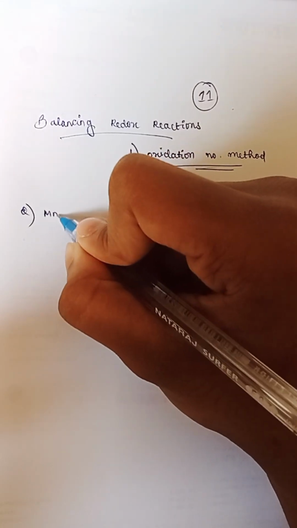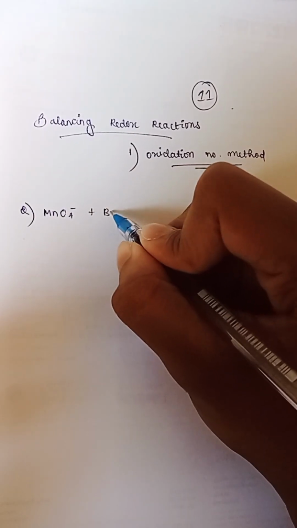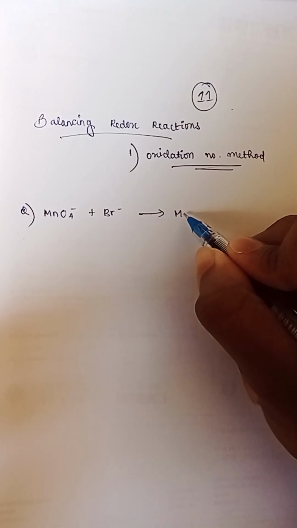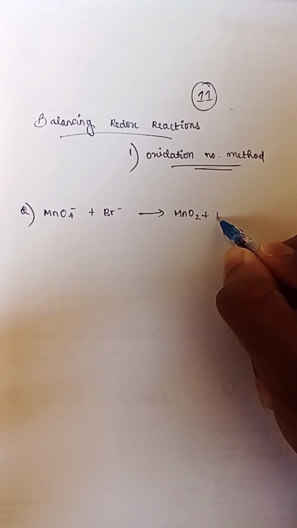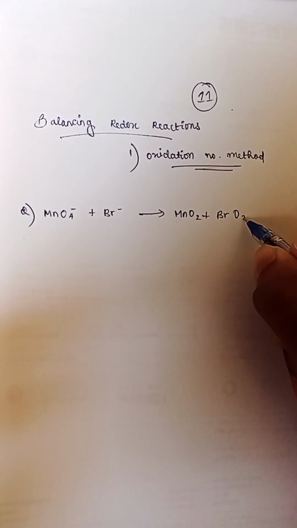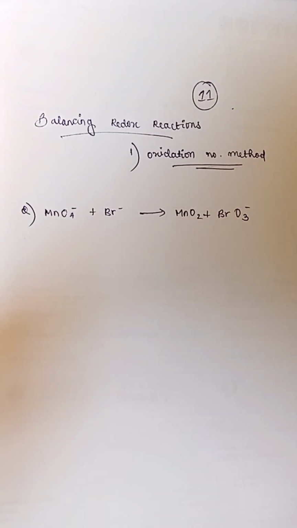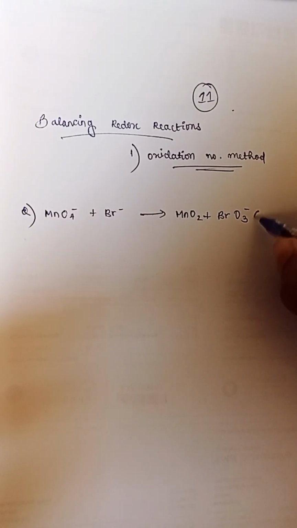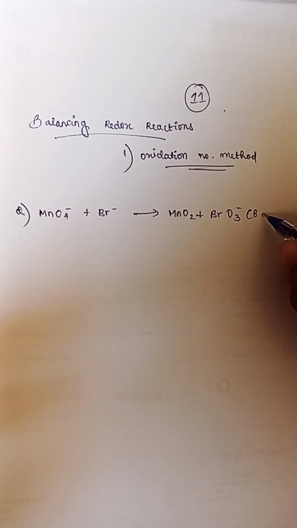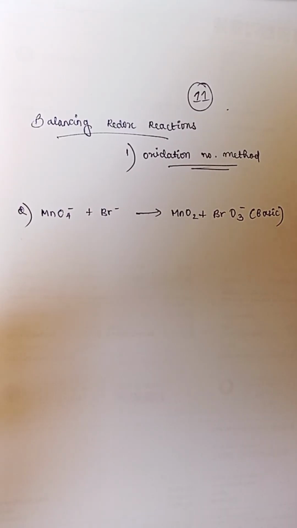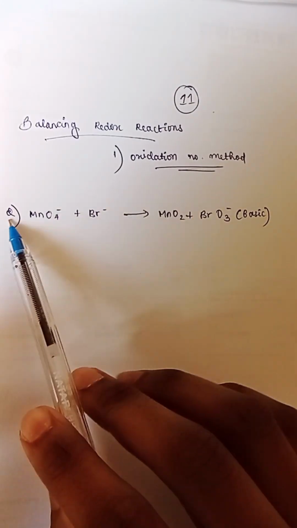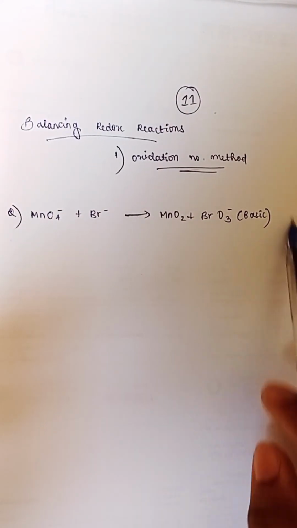So the question is MnO4 minus plus Br minus gives us MnO2 plus BrO3 minus. This is the question given to us, and it is given that this is in basic medium. Hope it's clear for you.